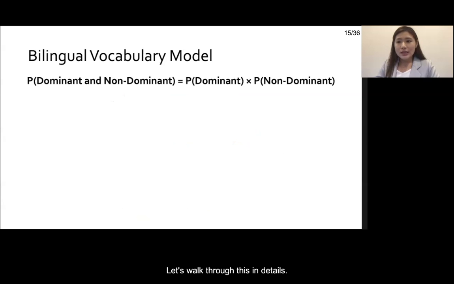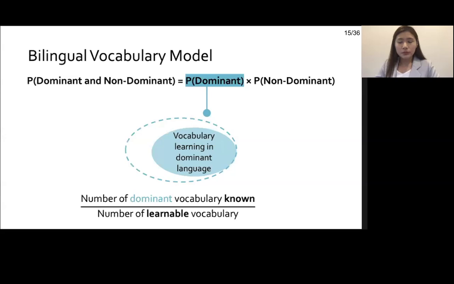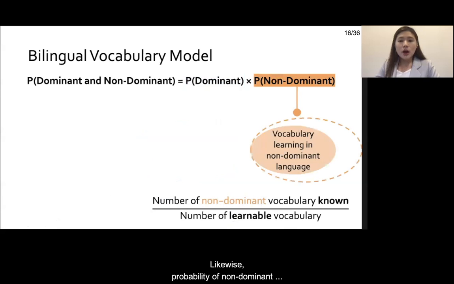Let's walk through this in detail. Probability of dominant words known would be the number of dominant words a child knows divided by the total number of possible learnable words. Likewise, probability of non-dominant words known would be the number of non-dominant words a child knows divided by the total number of possible learnable words.